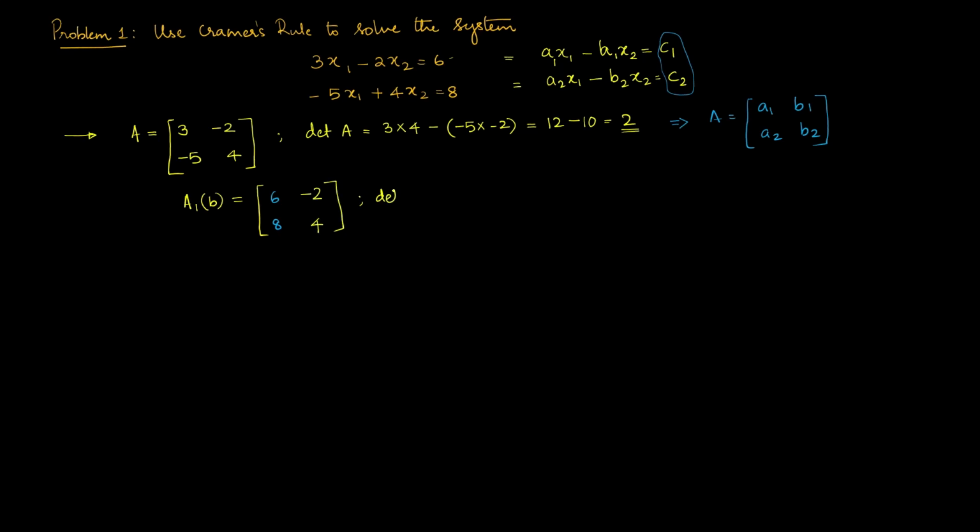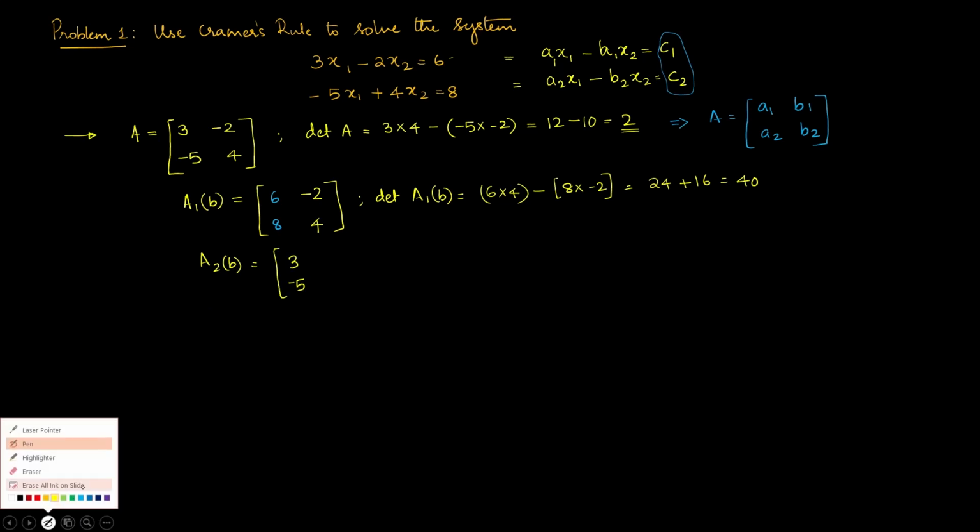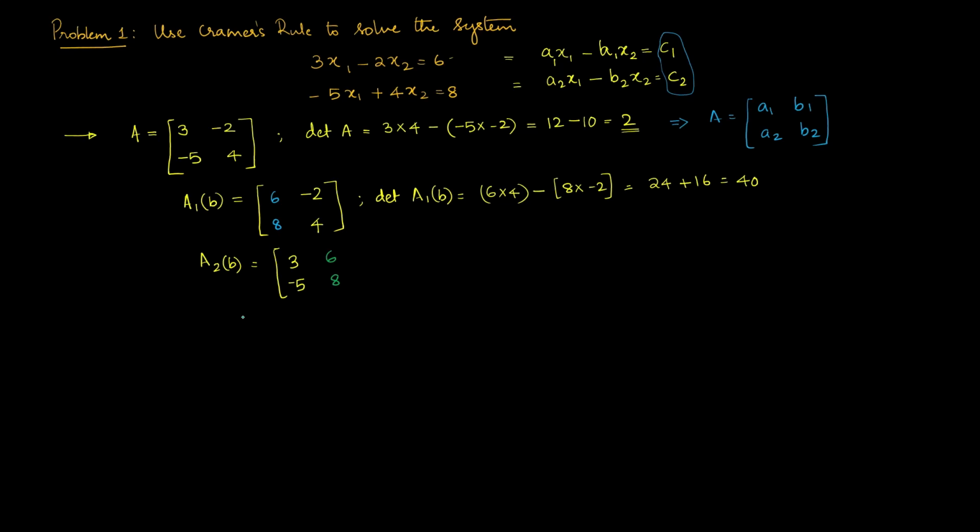So 6 and 8 are entered here in place of the first column, and I will find the determinant of this. I have this as 6 into 4 minus 8 into minus 2, which is equal to 24 plus 16, that is 40. Similarly, for A2(b), I will replace the second column with c1 and c2, and I will find the determinant now.